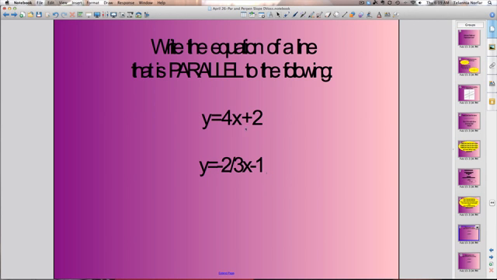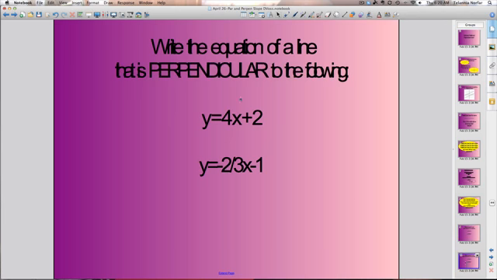Okay, great job. Whatever your equation is, it should still have these same slopes, but a different y-intercept. So if you wrote 4x plus 5, that would work. 4x minus 3, that would work. As long as it's not plus 2, it is parallel. Same with the second one.